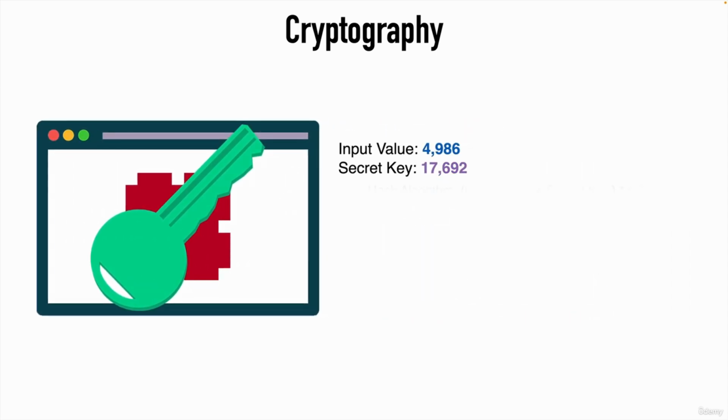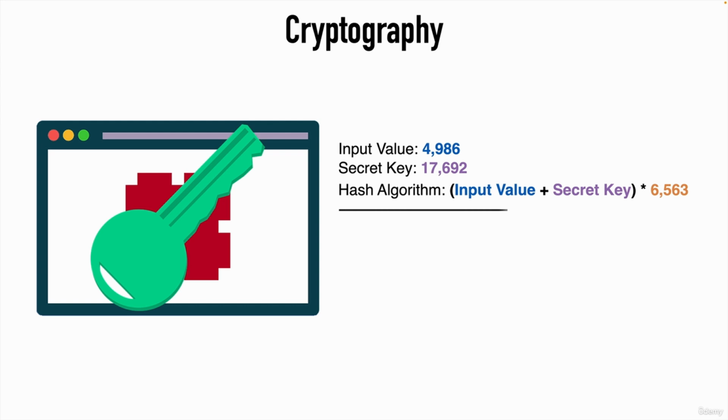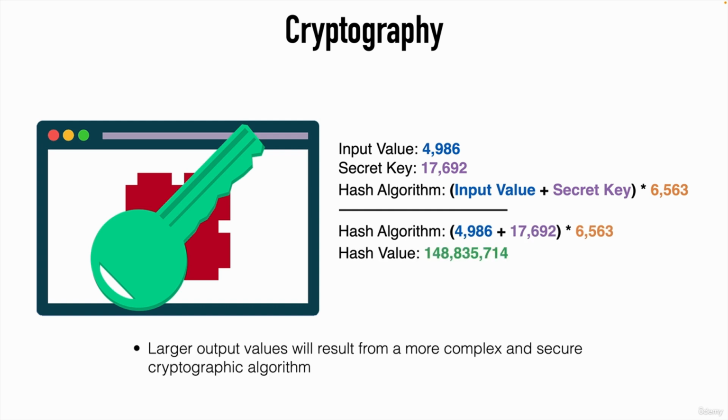We have the same input value of 4986, but this time we additionally have a secret key value, 17692. You can see our hash algorithm is adding the input value to the secret key before multiplying that by 6563. If we insert our values here, you'll see that our hash value output is just short of 149 million. So notice the larger output value than we previously generated. This inherently means that this is a more secure method.